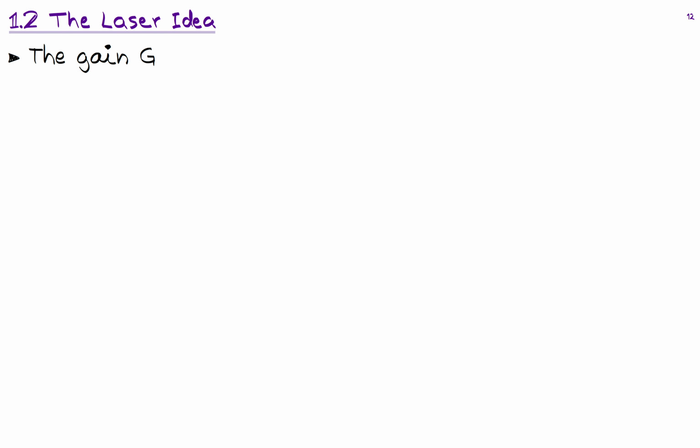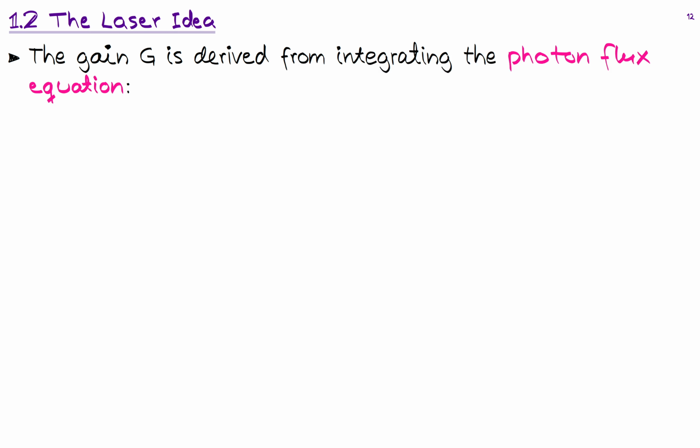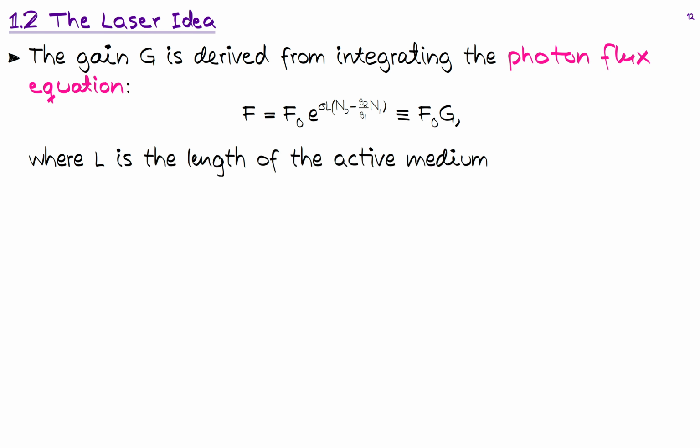Now the gain factor G is derived by integrating the photon flux equation. So F equals F0, and then in the exponent we have sigma, the cross section, times L, the length of the gain medium, times the population difference, so basically the population inversion, N2 minus g2 divided by g1 times N1. So that's basically the amplification, the gain factor. That's what we describe using this F0 G factor here. Here L is the length of the active medium, and that population difference is basically the means of achieving light amplification.